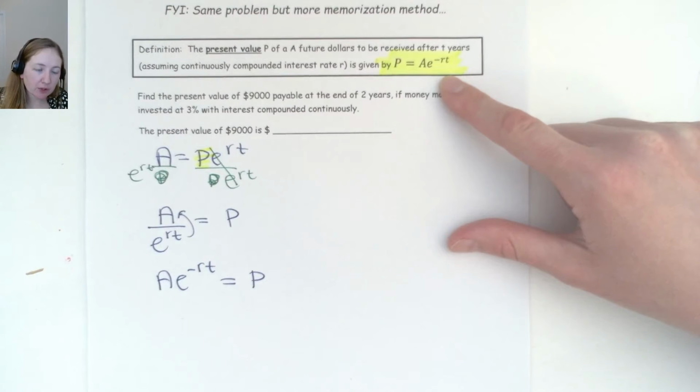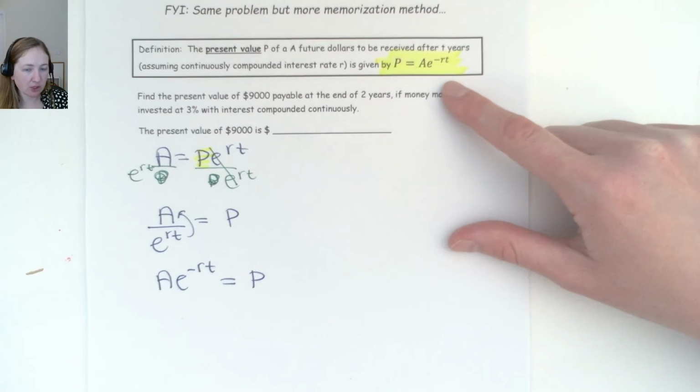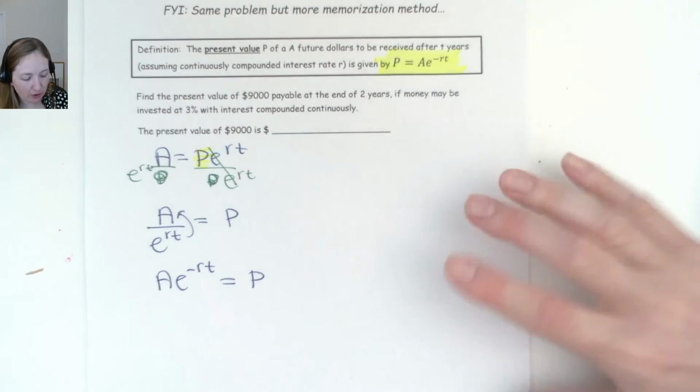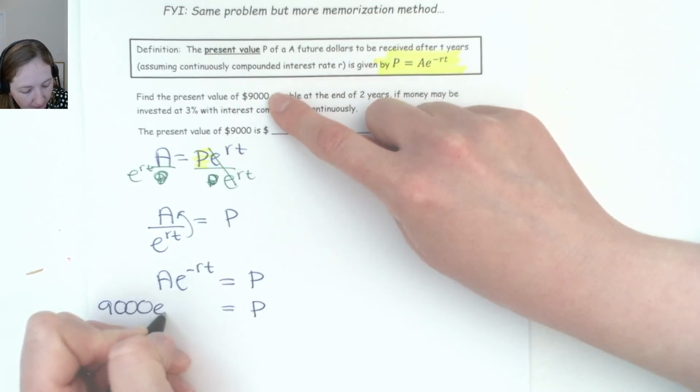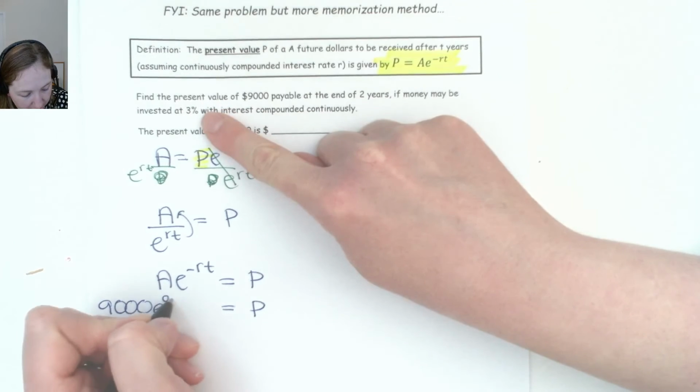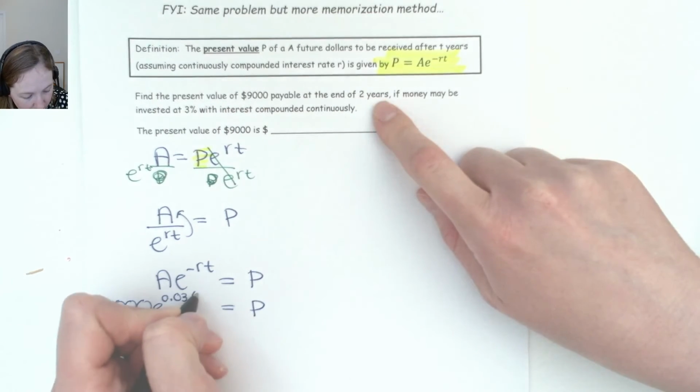So technically what you could do, instead of solving those equations that we did in the previous page, what you could do is you could say, okay, my A is 9,000, and then my r in this case would be 0.03, my time would be 2.